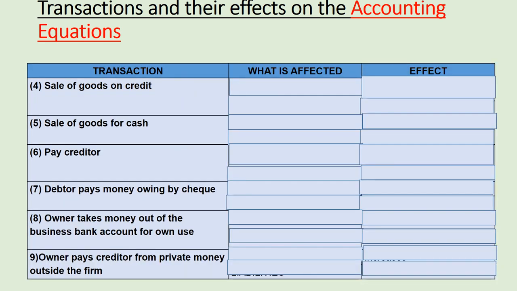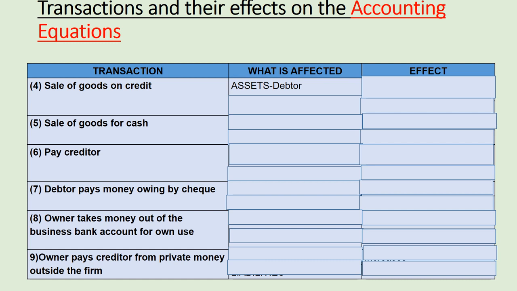The fourth transaction is sale of goods on credit. Goods have been sold on credit. So assets in terms of goods are going to be affected. And also, you're going to have people owing you money. You're going to have debtors. A debtor is an example of an asset. A debtor is an asset. Okay, that means assets in terms of debtors are going to be affected.